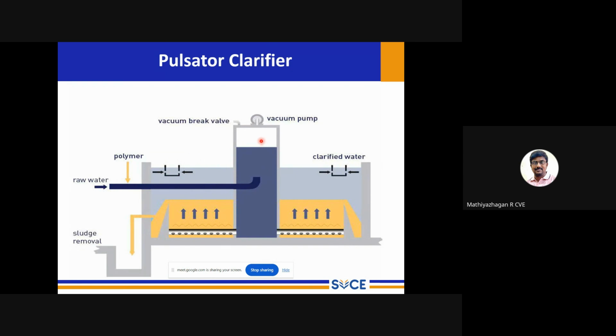Whenever we create the vacuum, a compression happens in this sludge zone, and whenever we release it, an expansion happens. Because of the expansion, the already settled excess sludge is disposed of through the sludge removal. Therefore, the coagulation, flocculation, and settling, the entire thing, happens in a single tank.